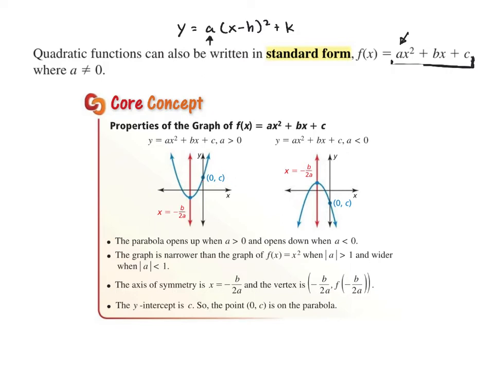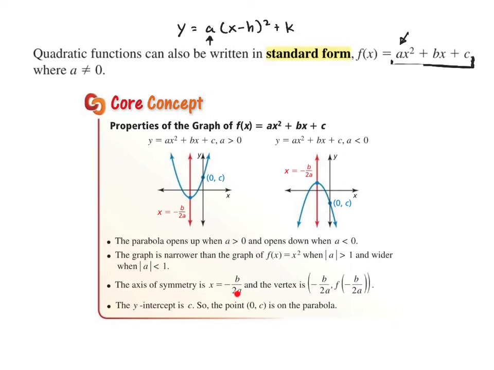Just reading along here, the parabola opens up when a is greater than 0, down when a is less than 0. The graph is narrower than the parent function when the absolute value of a is greater than 1. So if we're 2, 3, 4, 5, 6, those numbers are bigger than 1. They say absolute value because we want to ignore the negative sign. The negative just tells us up or down, but it's the absolute value of a that tells us if it's going to be narrow or wide, and it will be wider when the absolute value is less than 1, so that decimal value between -1 and 1.